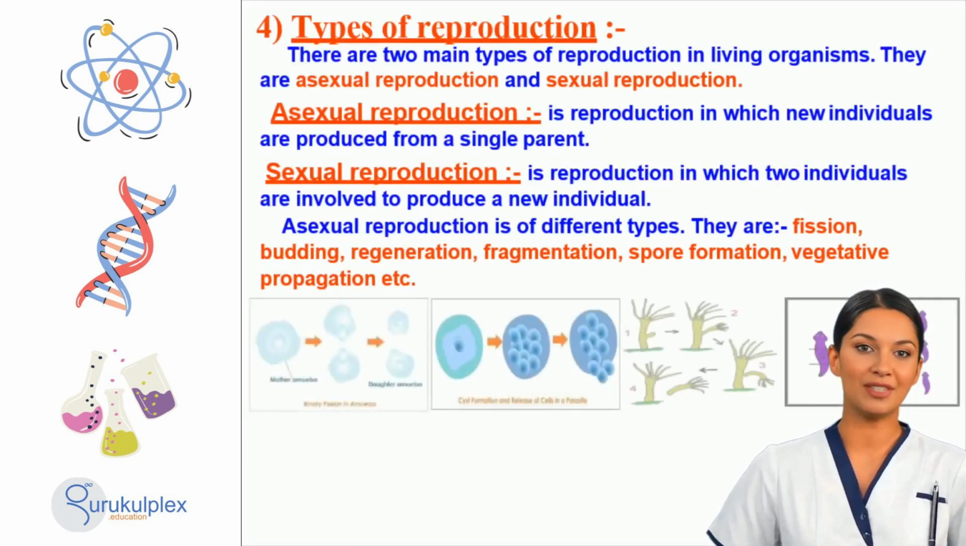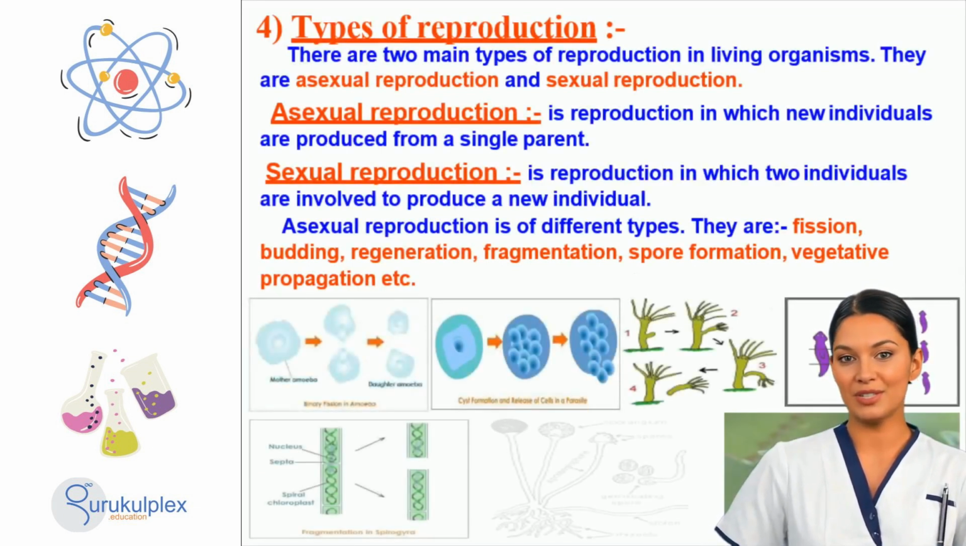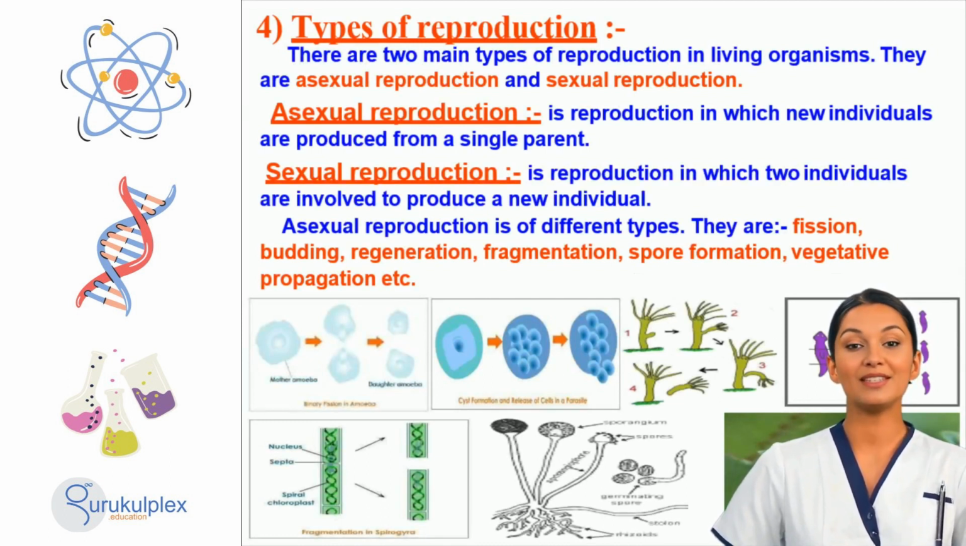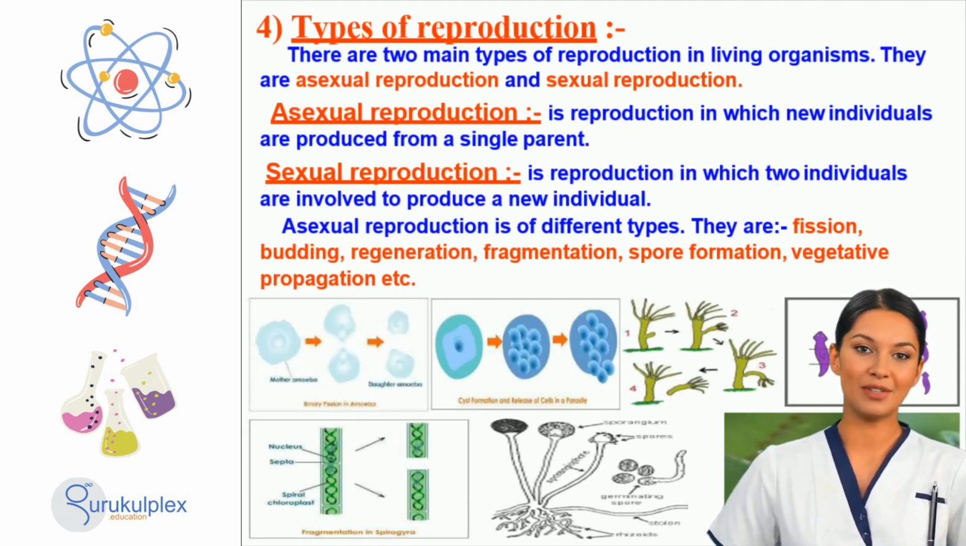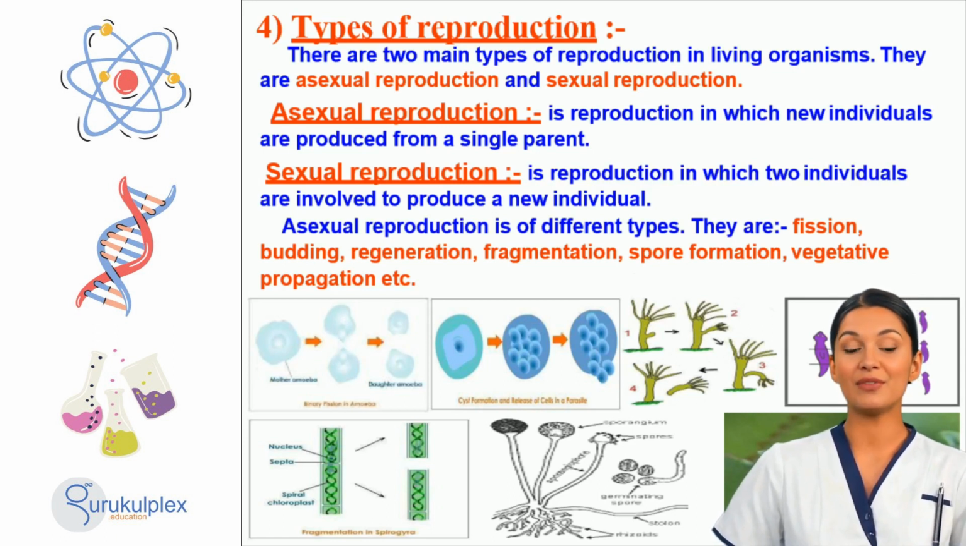Asexual and sexual reproduction are two of the main types of reproduction in living organisms. Asexual reproduction involves a single parent, while sexual reproduction involves two individuals. Examples of asexual reproduction include fission, budding, regeneration, fragmentation, spore formation and vegetative propagation. These different types of asexual reproduction are essential for the survival and evolution of species, as they result in genetic variation and allow species to adapt to their environment.